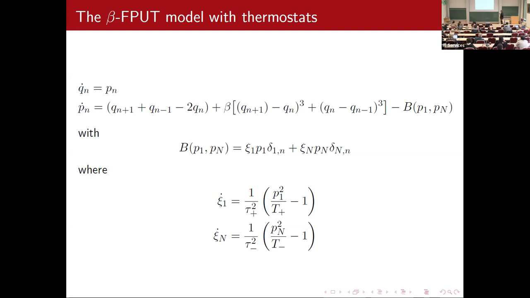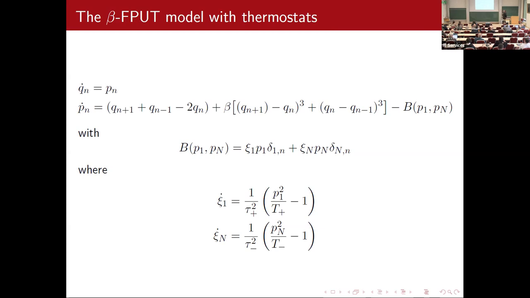And this extra term, we shake it, so there is a forcing on the first and last masses in such a way that their kinetic temperature remains constant. So we define a temperature T plus, which is the temperature of the one thermostat, and T minus, which is the temperature of the second thermostat. Whenever the kinetic energy of the first mass is larger than T plus, this acts as a damping. So the first particle is damped. If it is lower, then it's a forcing to the system. And the same thing happens for the other one, okay?